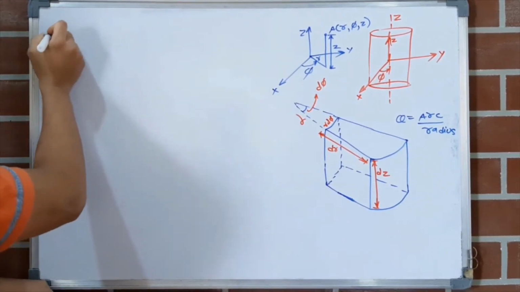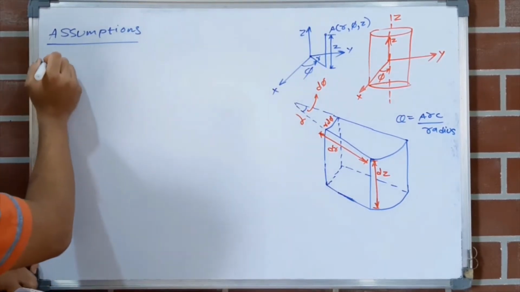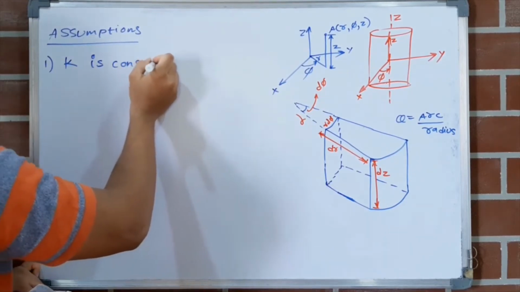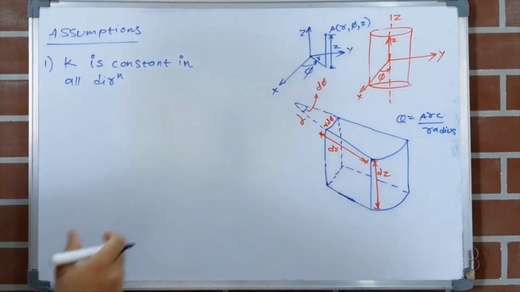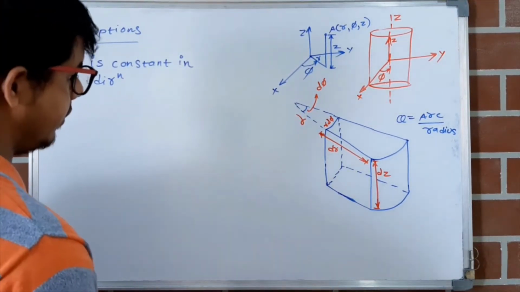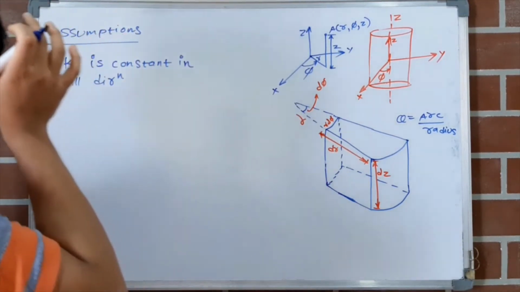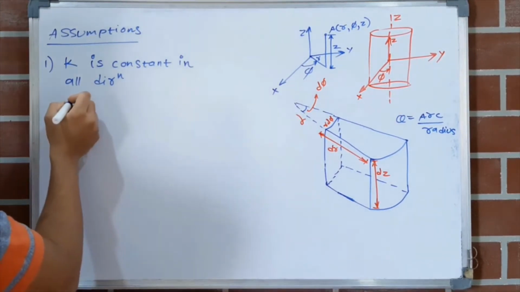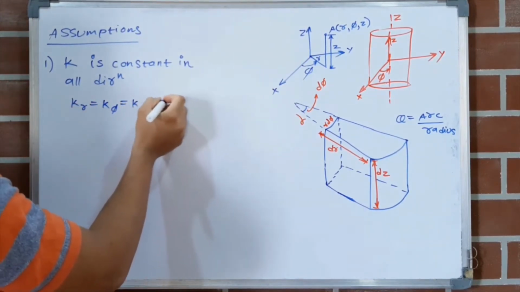So what will be the assumptions? First and foremost assumption in this derivation of the cylindrical coordinates is that K, the thermal conductivity, is constant in all directions. Okay, this we have to remember. In the previous video, when we derived the general heat conduction equation in Cartesian form, we had taken a non-homogeneous and non-isotropic material. So we had the assumption that K is different in different directions, but here K is the same in all directions. That is Kr equals K phi equals Kz equals K.